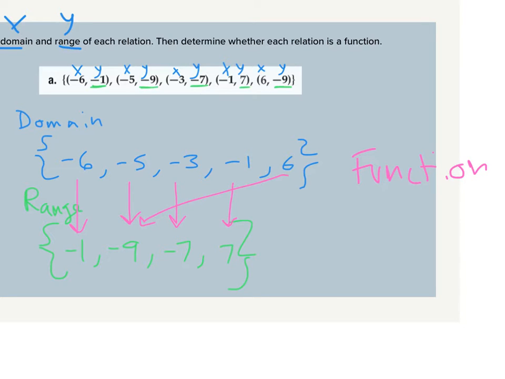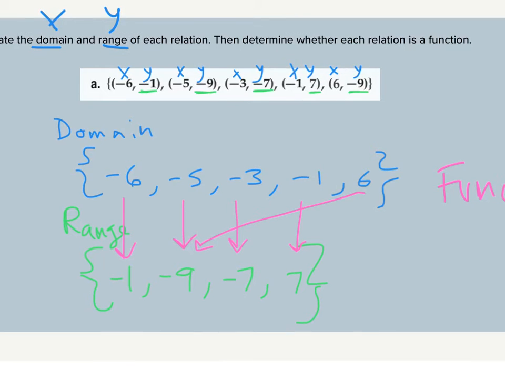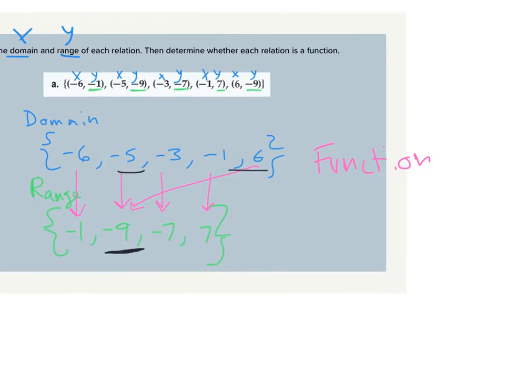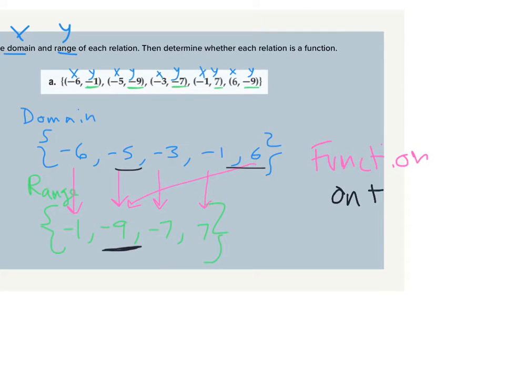So this is a function, but what type of function would this be? Would it be one-to-one or onto or both? Onto. It's onto. If we go back, on this one we have two numbers in our domain, -5 and 6, that point to the same number in our range. So this would be a function, and it is onto.